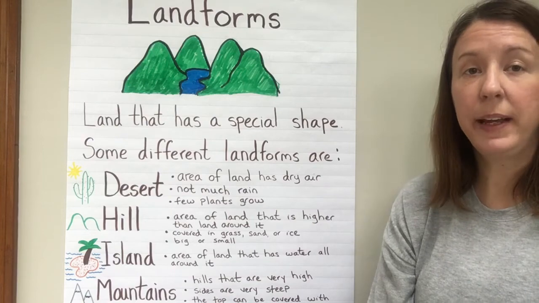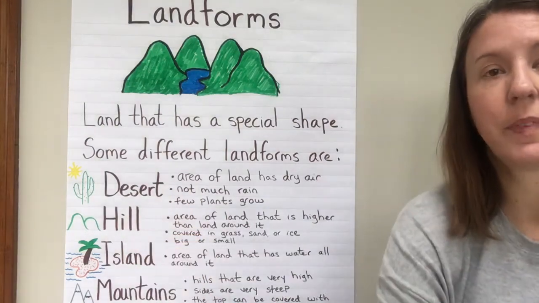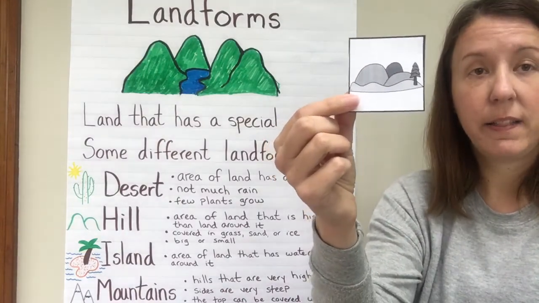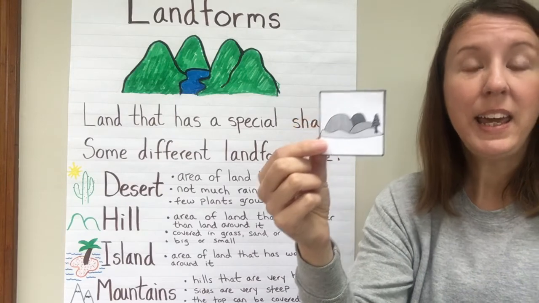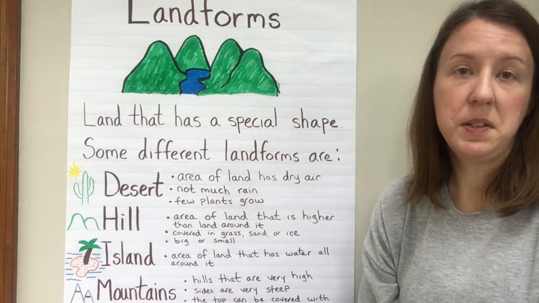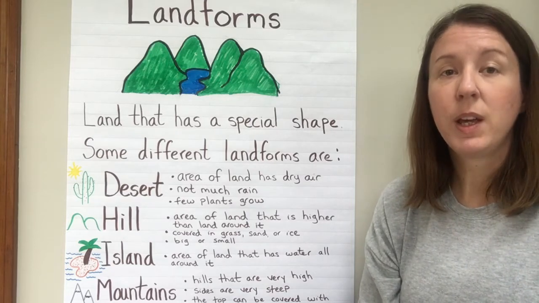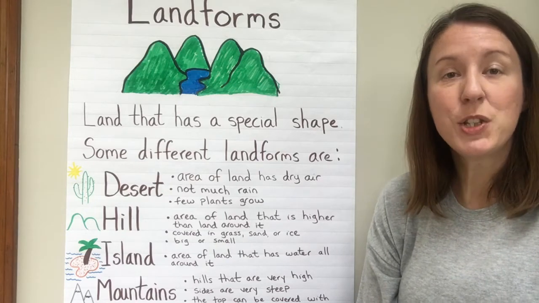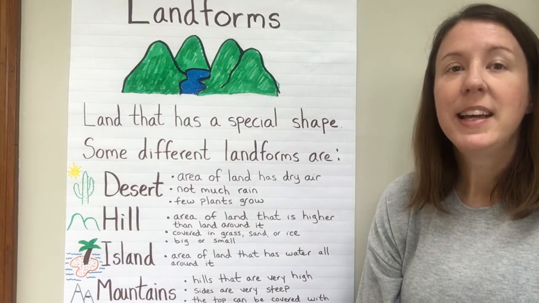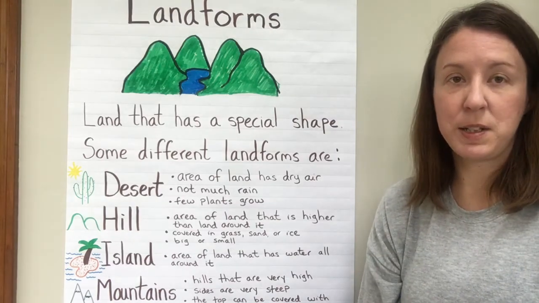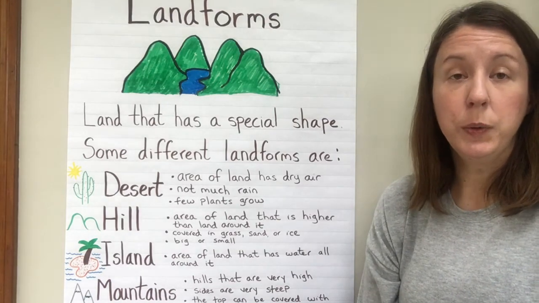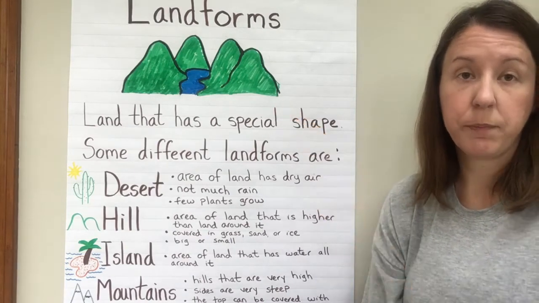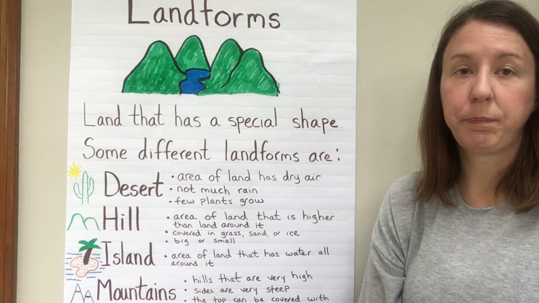The second landform I'm going to talk about is a hill. And hills are areas of land that are higher than the areas of land around it. Hills can be covered in grass, sand, sometimes even ice. So if you think about in the wintertime, hills are covered in snow, and it's those hills that you climb to the top to sled all the way down and go super fast. Maybe you live at the top of a hill. Your house is at the top of a hill, and you drive your car up your street. Or maybe your school is at the top of a hill.